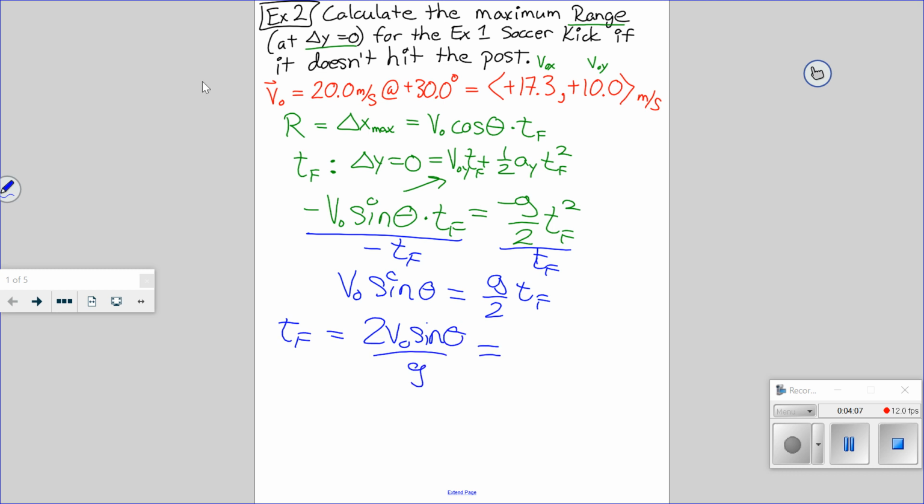Sine theta was a half, so that gets rid of my 2. v0 itself is 20, and g is 10. The 2 came from the 1 half at squared. So we're just going to plug in. It should take 2.00 seconds to hit the ground.